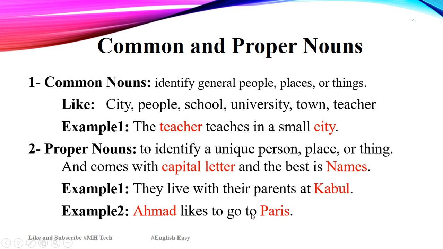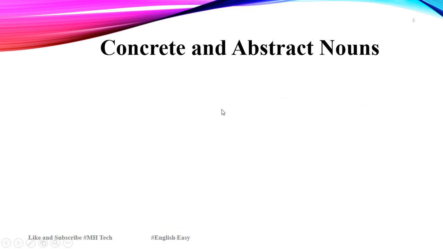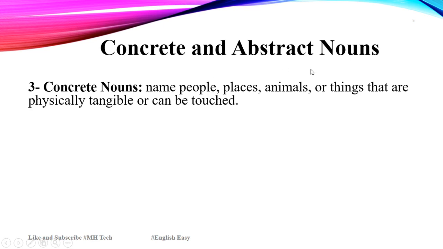We can see here many verbs and other parts, but we just focus on nouns. Paris is the name for a country, and it's also a proper noun. You use it with a capital letter here, P. And jump to the next slide, and we have concrete and abstract nouns here.